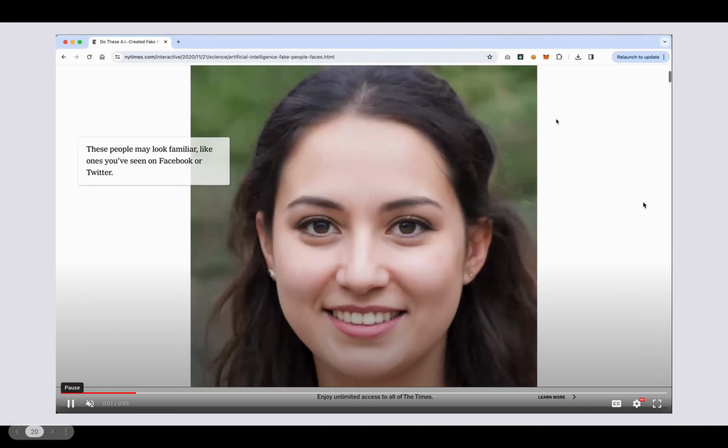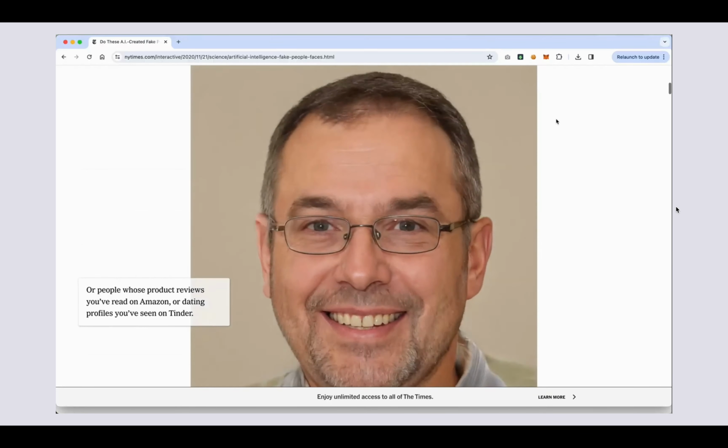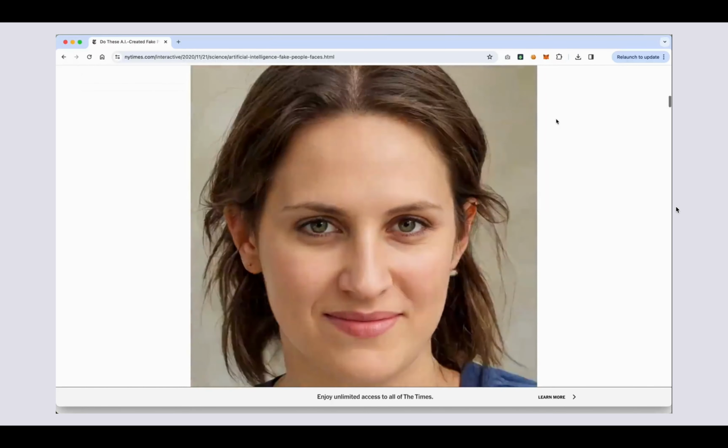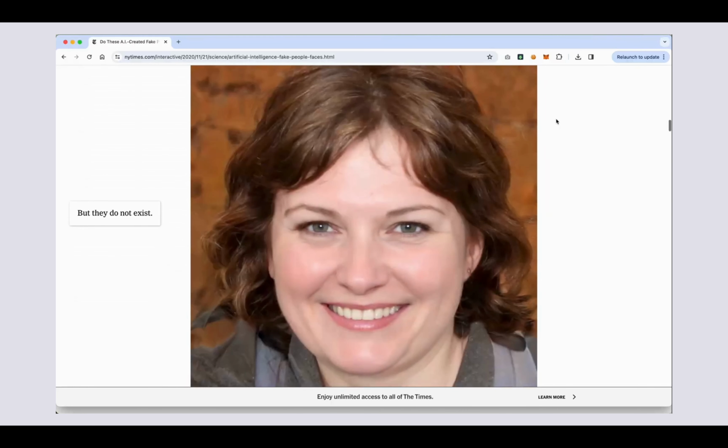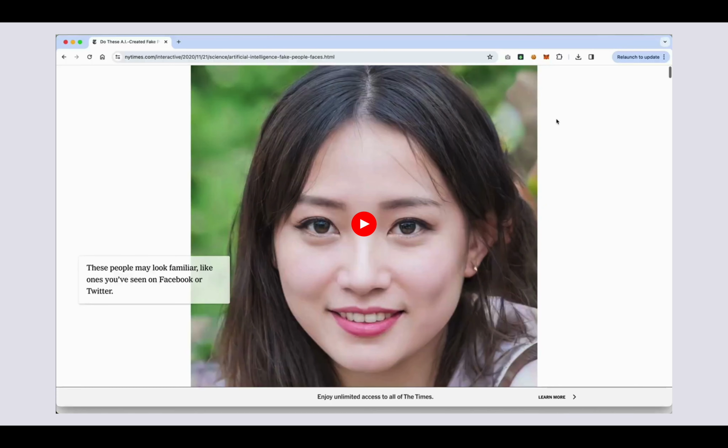This is actually from, I think, 2020. This is a New York Times piece that looked at StyleGAN deepfakes back in the day. And looking at these now, you're like, well, clearly these are fake. But at the time, people were still being tricked by these.